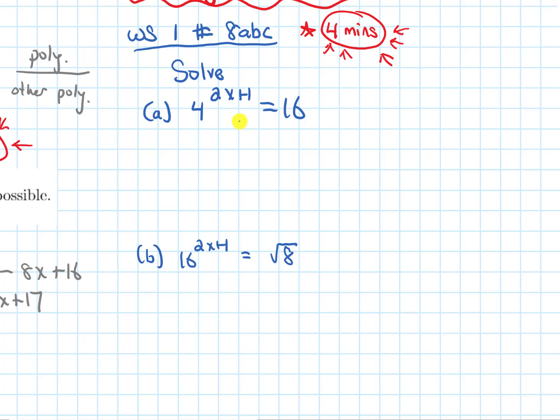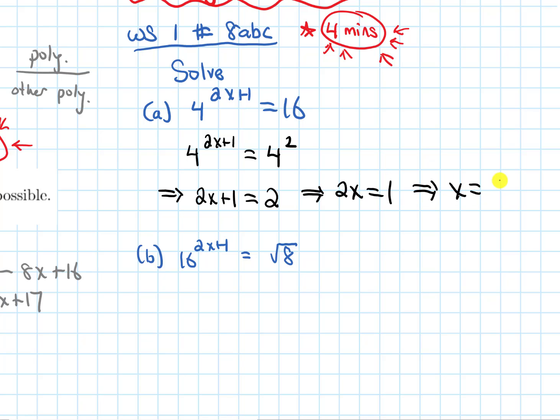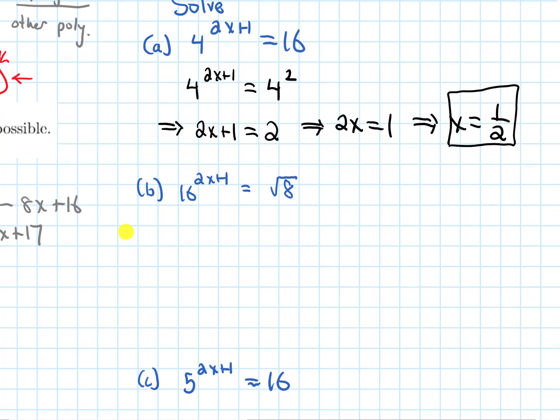Alrighty, so for part A, we have 4 to the 2x plus 1 equals 16, and 16 is 4 squared. When I have the same base being raised to a power on both sides, I can at this point say that these powers must be the same. So 2x plus 1 will be equal to 2. If I isolate the x, we'll first get 2x equals 1 and divide by 2 to get x equals 1/2. And that's our answer. Alrighty, so that is part A. Let's move on to part B.